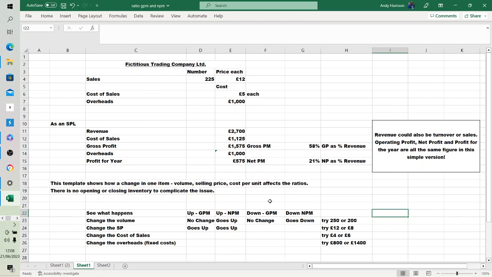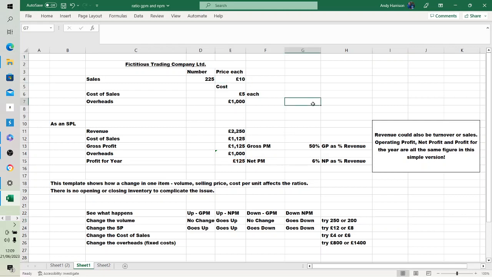If we sell for less, not 20% off, we can see the gross profit margin has gone down. And the net profit margin has followed as well. So put it back to where we were.